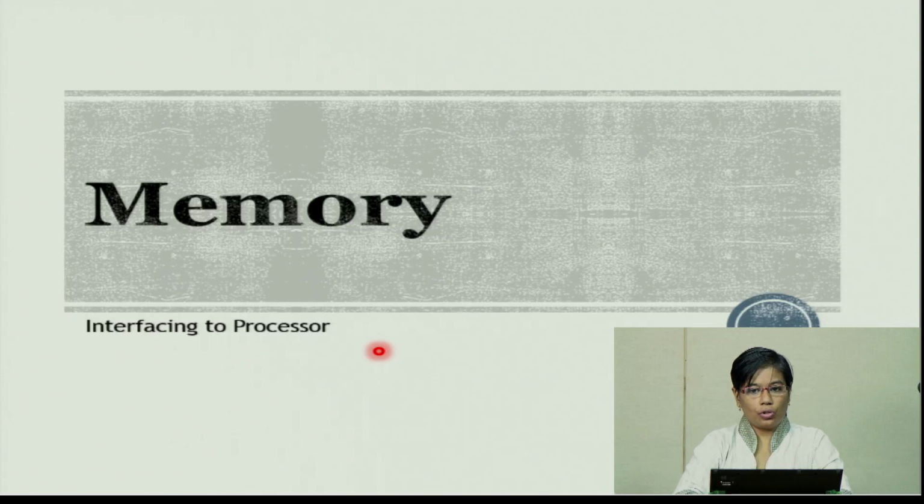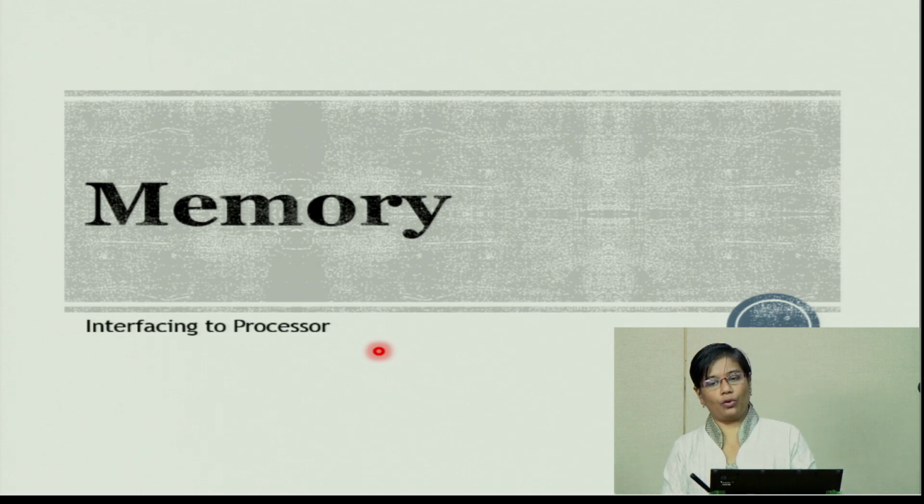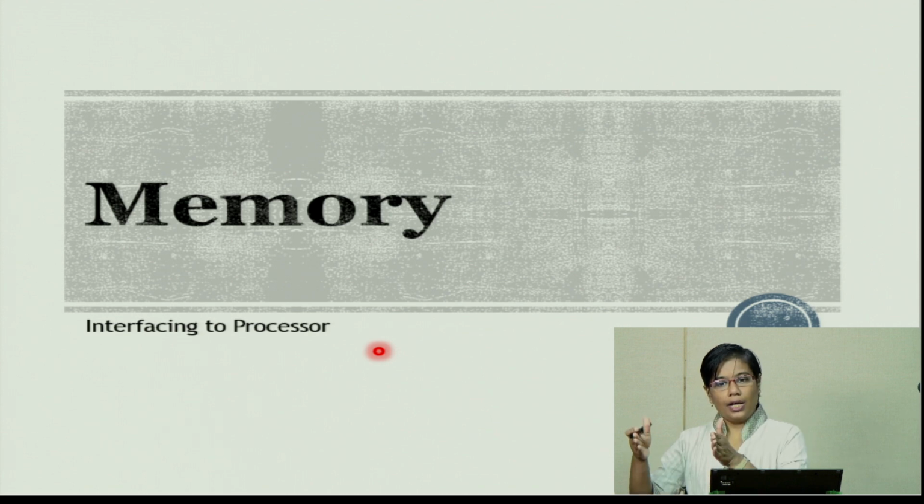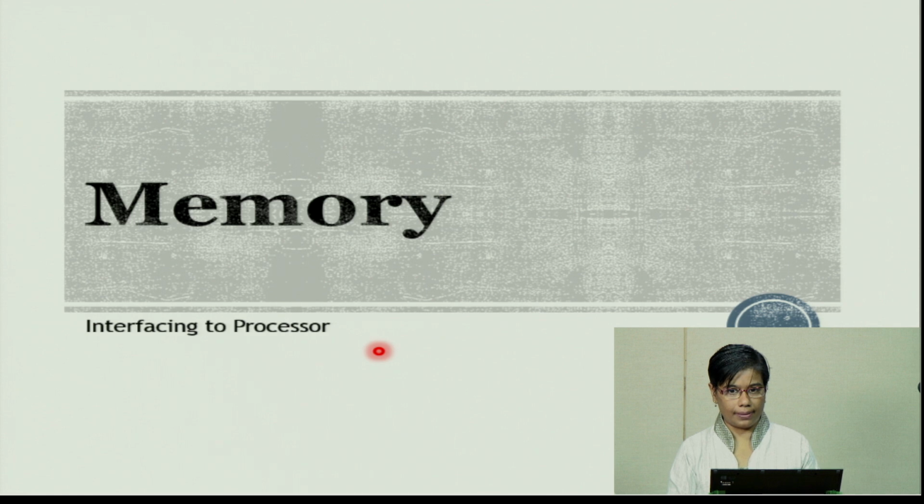So in this module, we will be looking at how to connect memory to the different processors starting from 8088 to the 80486 processor. Memory interfacing, we will talk about how we connect memory to the system buses of these processors. We have already seen how address, data and control signals are going to be generated by the processor and how this becomes the system bus.